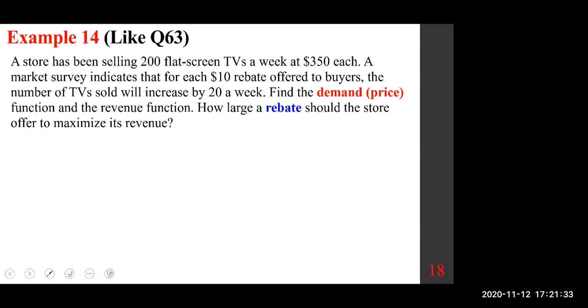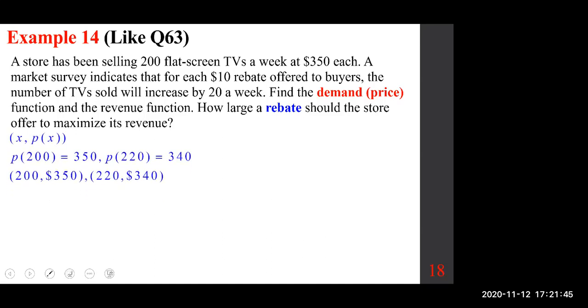There are two ways to handle this. You can look at the second method. I put it in the next page, but here's one way. We are looking at x and p of x, class. Lowercase p represents the price. So when we sell 200 pieces, that means 350. When we sell 220, it's 340.